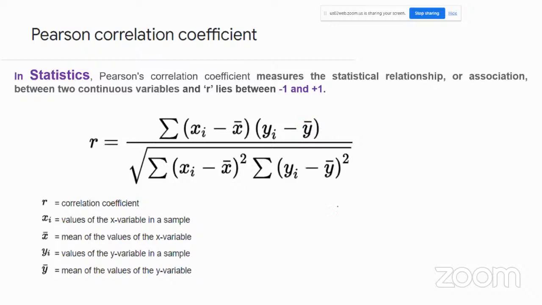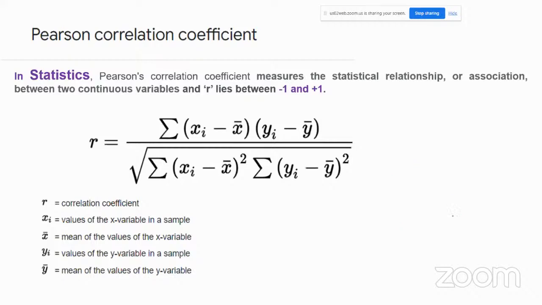It always lies between minus 1 and plus 1. Minus 1 means perfect negative correlation. 0 means uncorrelation. Suppose the R value is 0 or maybe negative, we can call it uncorrelated. When R equals plus 1, there is a perfect correlation between these two variables.